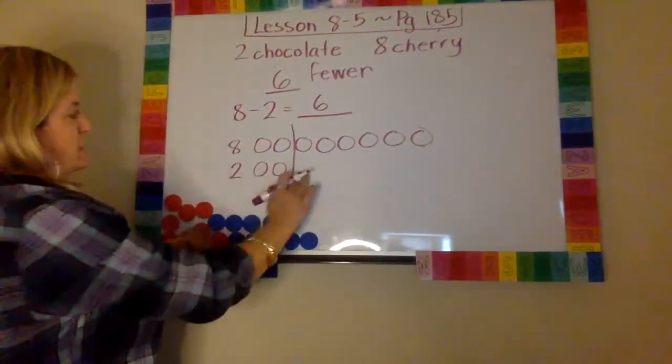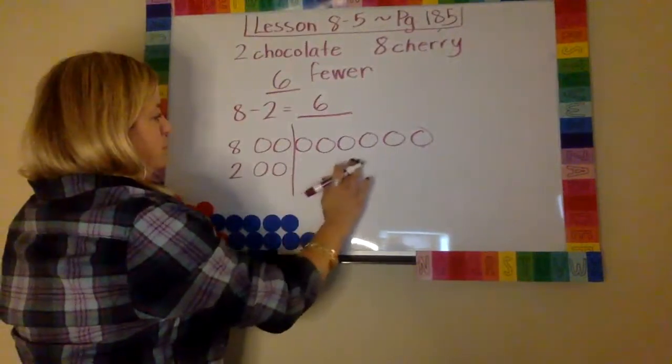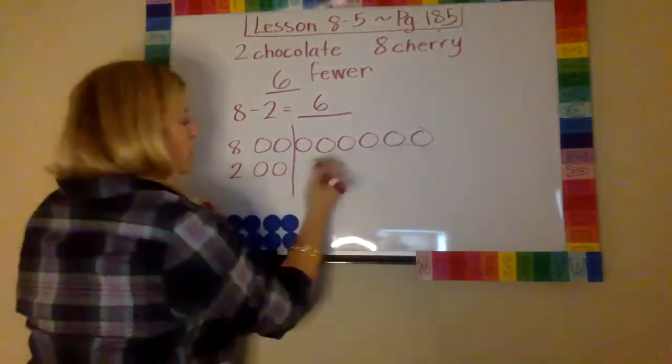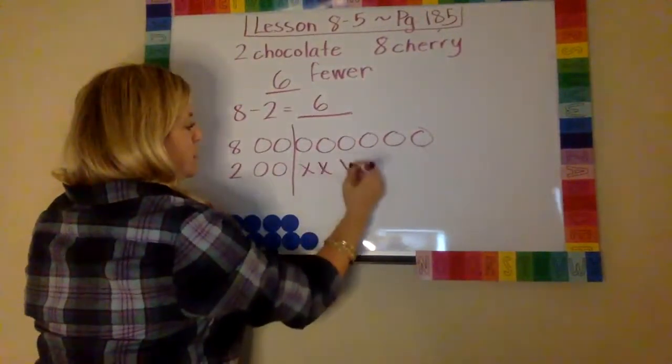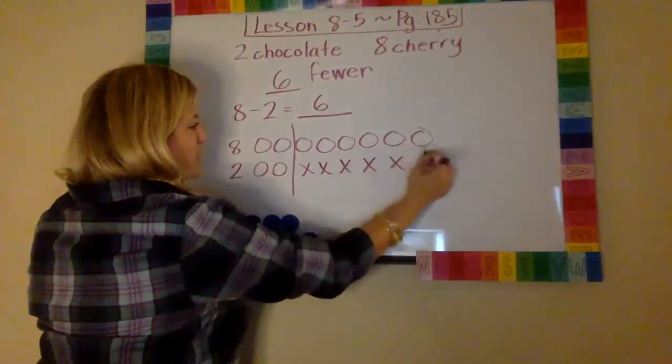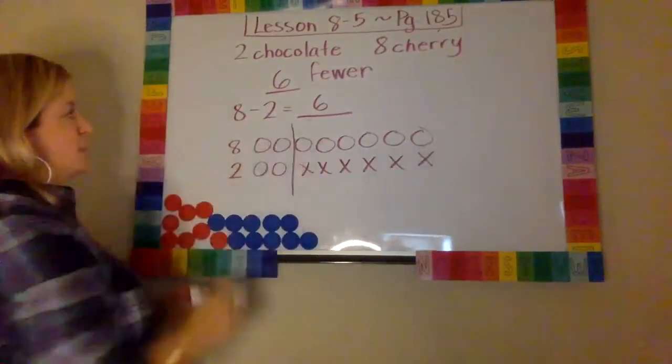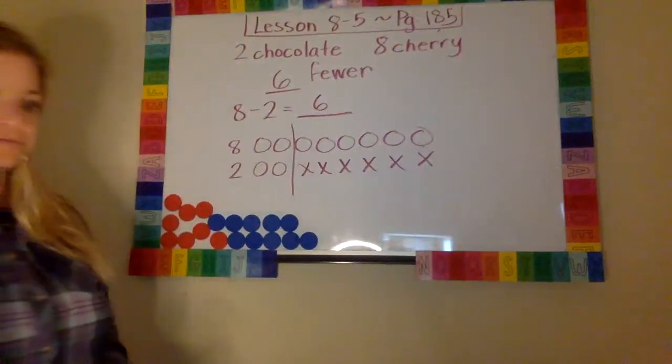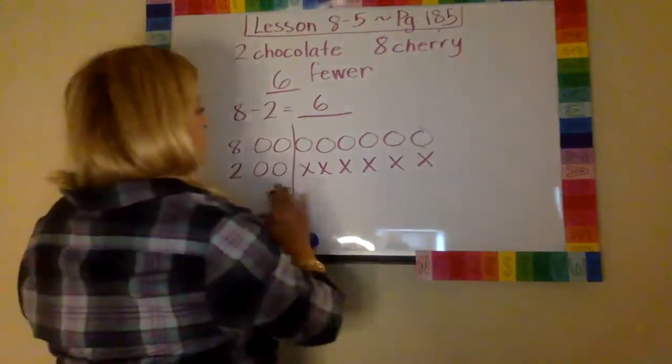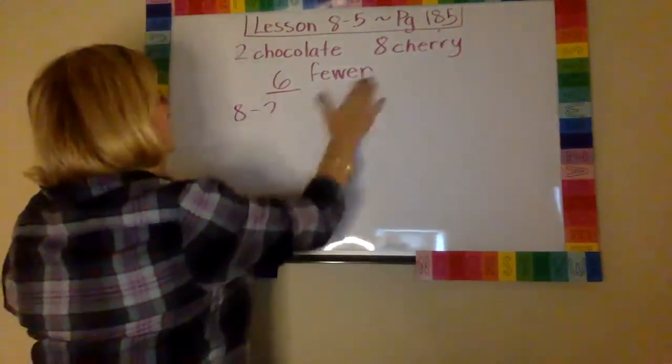Right? So this one has 6 fewer. 1, 2, 3, 4. It would take 6 more, 1, 2, 3, 4, 5, 6, to catch up to the cherry cookies. All right, 2 more problems.